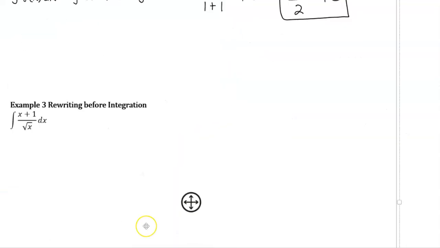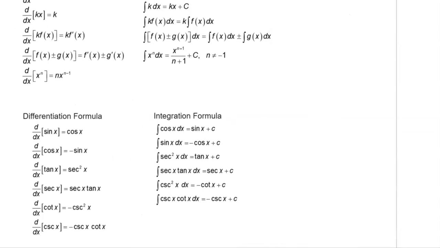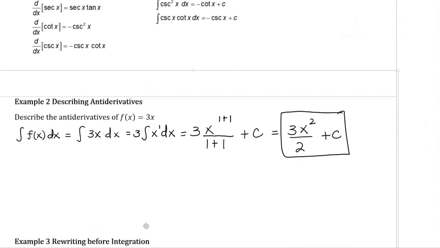Now we're going to look at example 3 that is going to require us to rewrite our integrand. Integrand means what is on the inside of the integral. It's going to require us to rewrite our integrand before we are able to apply these derivative rules. So we've seen things like that before.